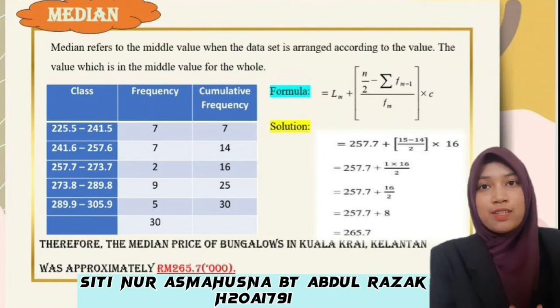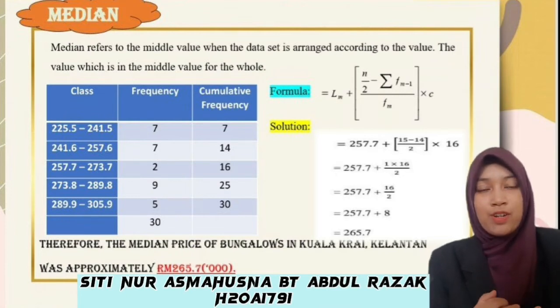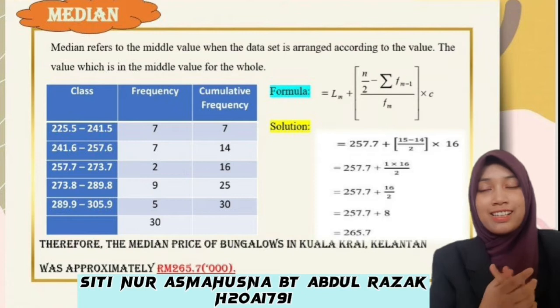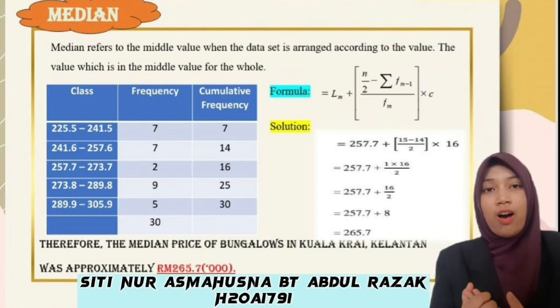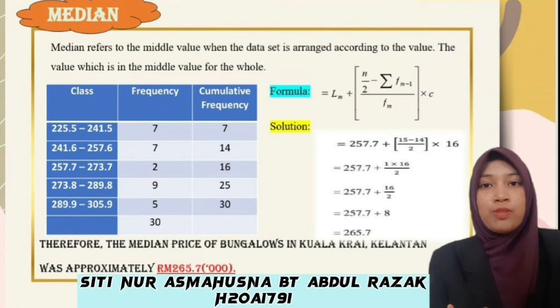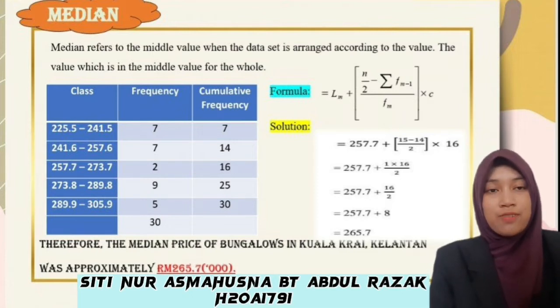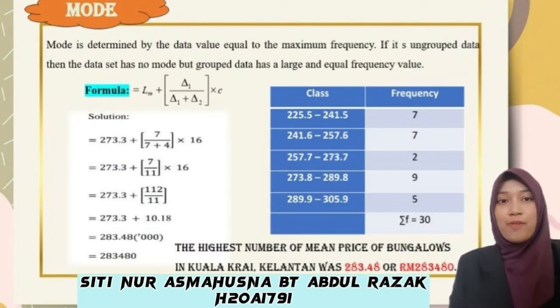Median refers to the middle value when the data set is arranged according to value. We have 3 columns: size in each class, frequency, and cumulative frequency. So we can see on the slide the formula of the median and the solution, which is RM265.7. Therefore, the median price of bungalow in Kuala Krai, Kelantan was approximately RM265.7. Lastly, I will explain about the mode.